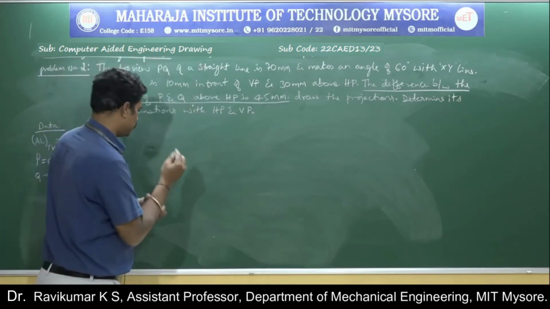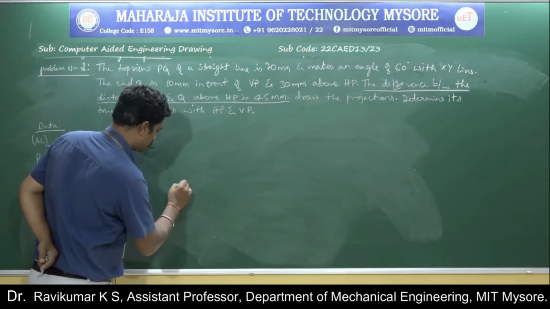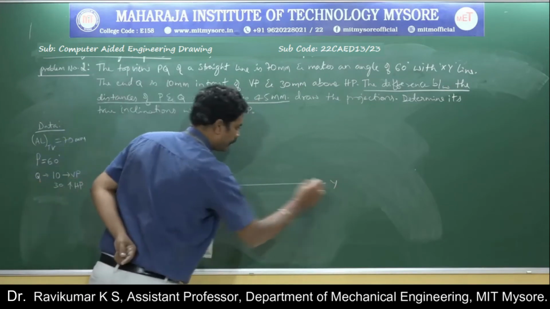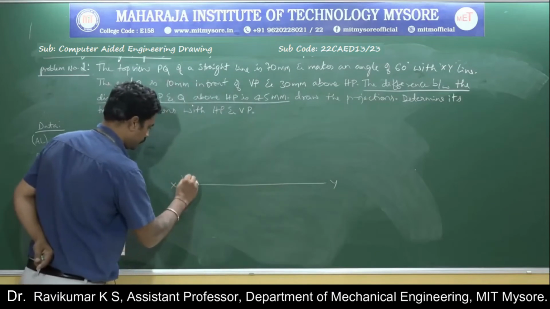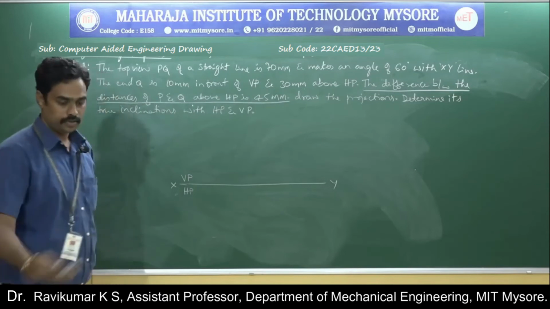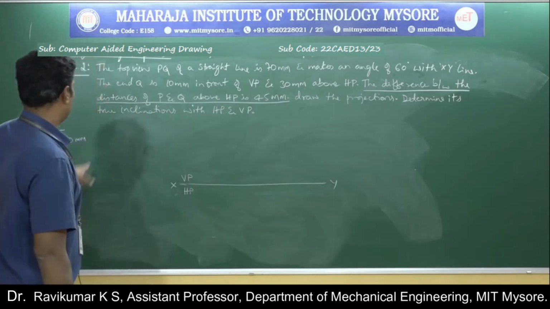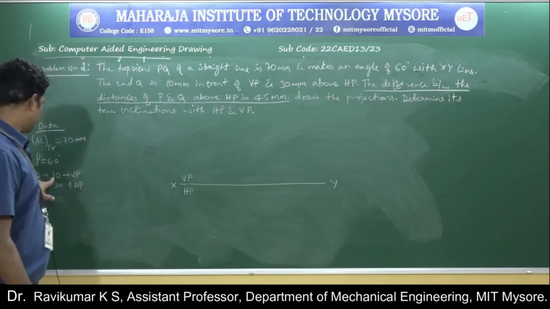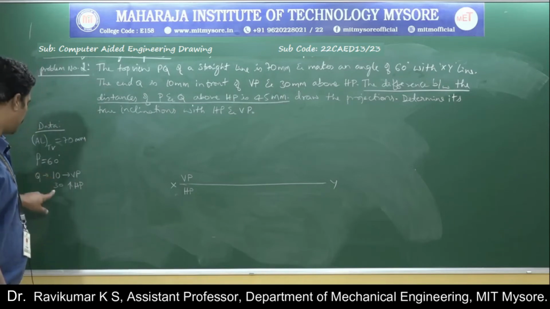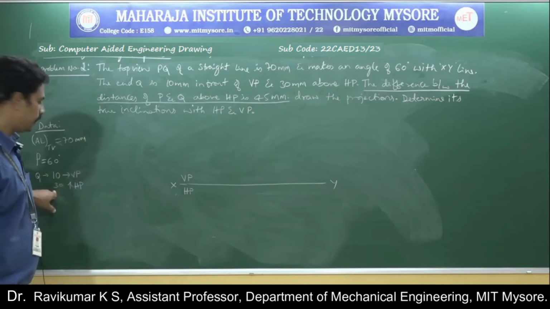To begin the solution, draw the XY line first, X, Y, and since we are dealing with the first quadrant, write VP and HP. You need to write it, otherwise you will lose marks. Now start with the position of point Q. It is 10 mm in front of VP. In front of VP means it will come below the XY line, and 30 mm above HP.